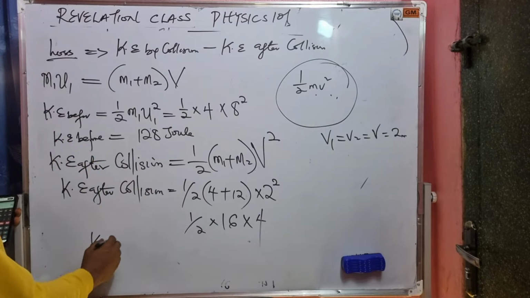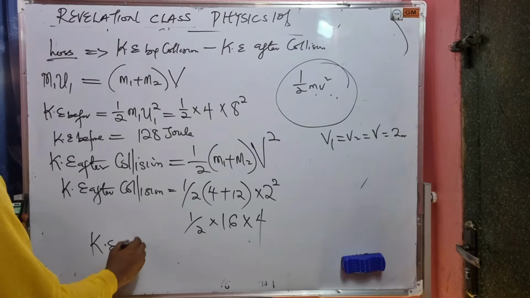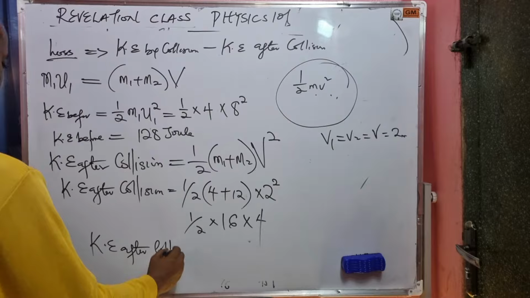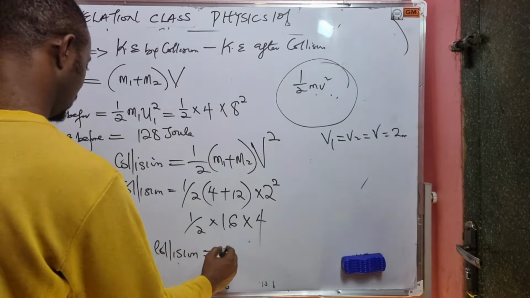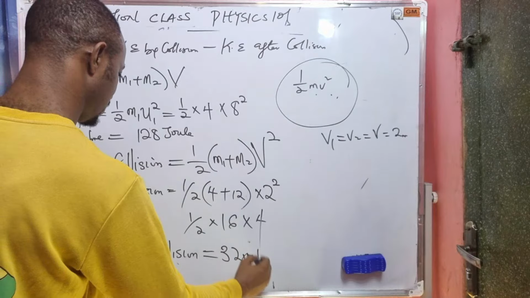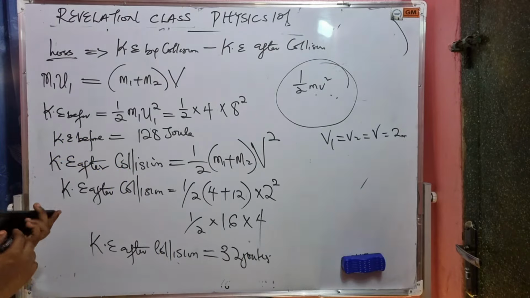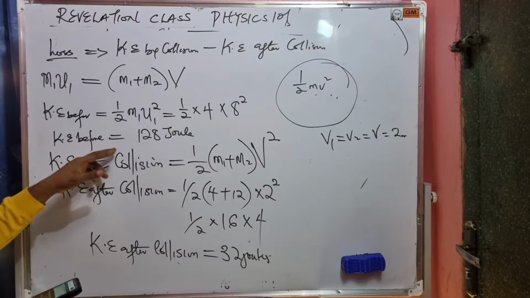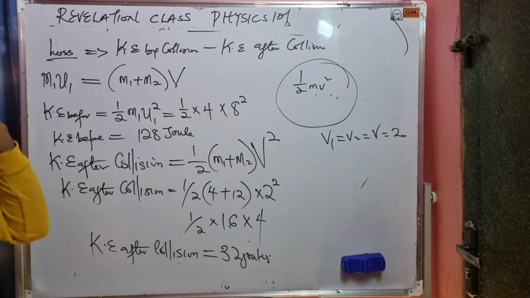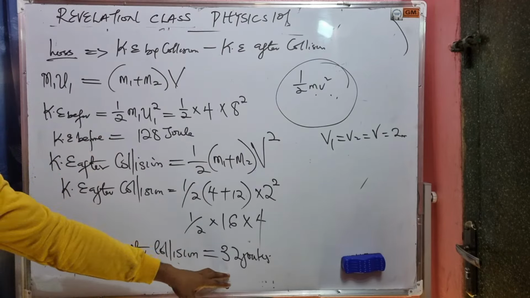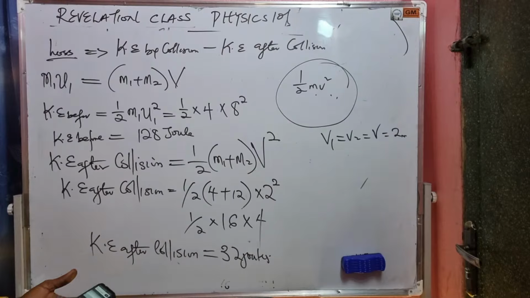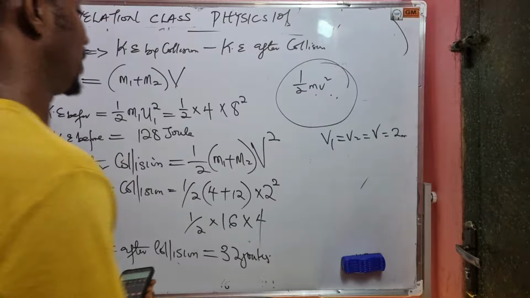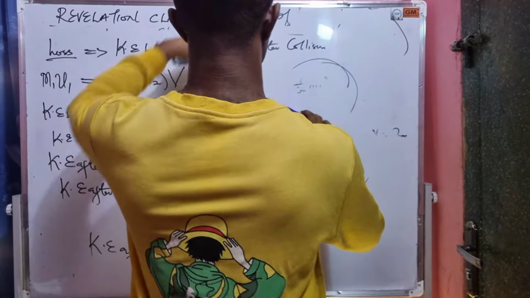So KE after collision is equal to 32 joules. Now what do you notice here? KE before collision, the energy is greater. Before collision, the energy must be greater than after collision. Okay, let's finalize. We are asked to find our loss of energy.